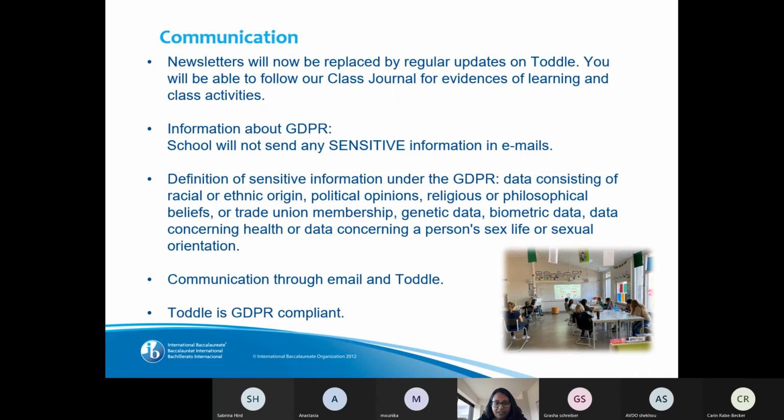What is GDPR? Sometimes we have different understandings and versions of our own, but GDPR says it shouldn't include any racial or ethnic origin. We don't mention that. Political opinions, religious or philosophical beliefs, trade union membership, genetic data, biometric data, data concerning health, or data concerning a personal sex life or sexual orientation. These things we do not mention in the email.